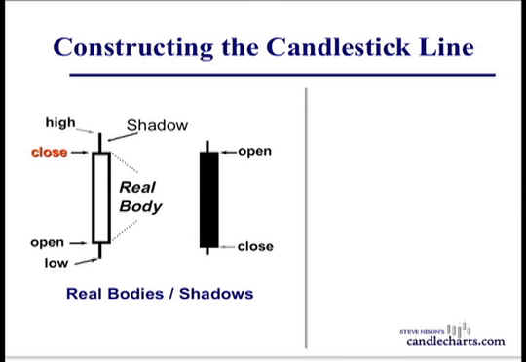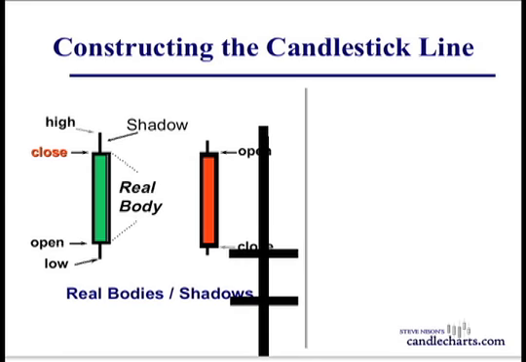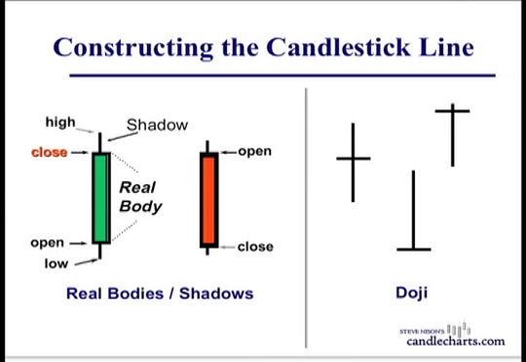So an empty or white real body means the close is higher than the open. A black real body means the close is under the open. And some of your charting packages might be green instead of a white or empty real body, or red instead of a black real body. And the lines above, and these are doji to your right over here. But before I get to the doji, let me go over here. The lines above and below the real body are called the shadows. So the top of the upper shadow is the high of the session. The bottom of the lower shadow is the low of the session.